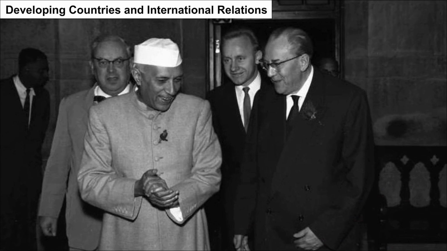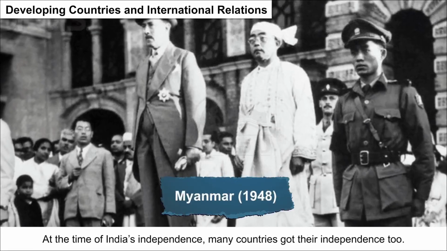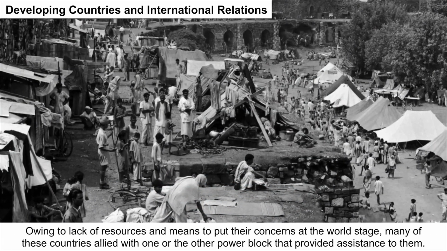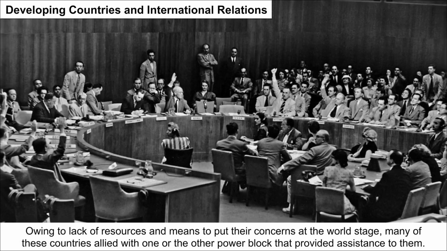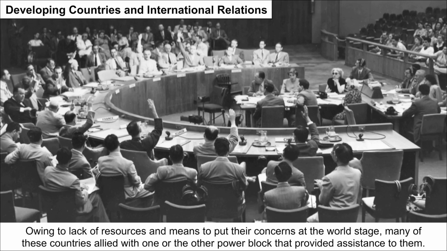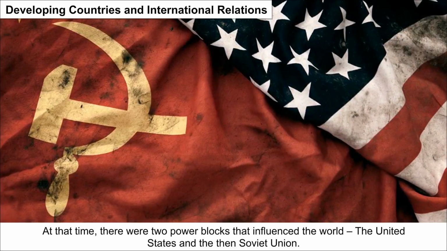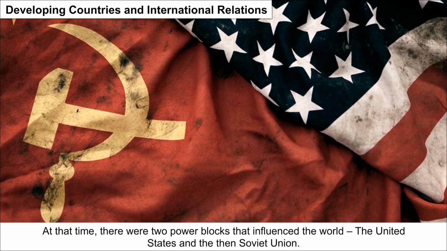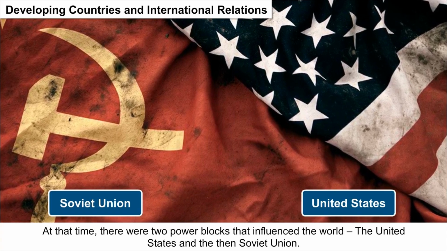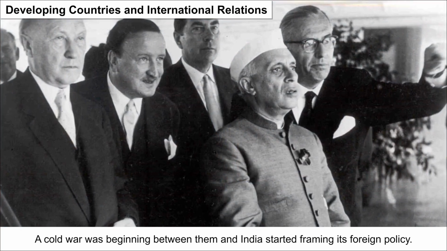Developing countries and international relations. At the time of India's independence, many countries got their independence too. Owing to lack of resources and means to put their concerns on the world stage, many of these countries allied with one or the other power bloc that provided assistance to them. At that time, there were two power blocs that influenced the world, the United States and the then Soviet Union. A Cold War was beginning between them and India started framing its foreign policy.